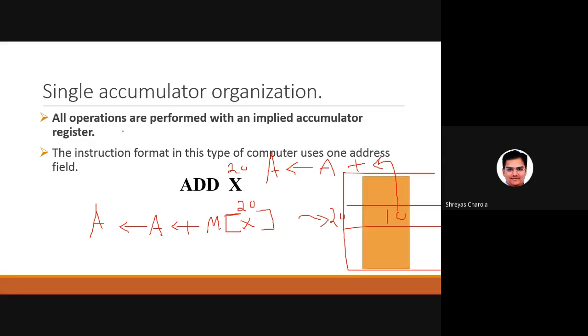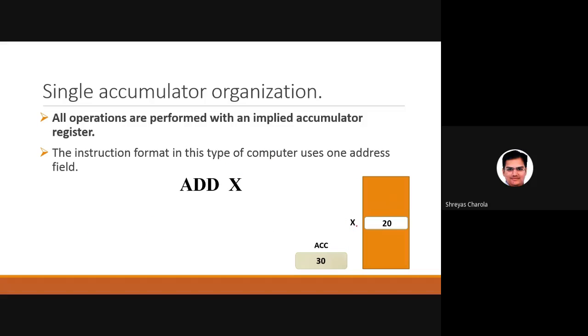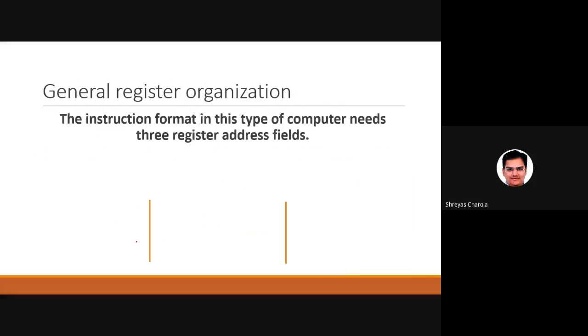Okay, now this example is already given over here. So I have X, that is any address, on that address 20. What happens? Accumulator plus memory address, and the data will be stored in the accumulator itself.